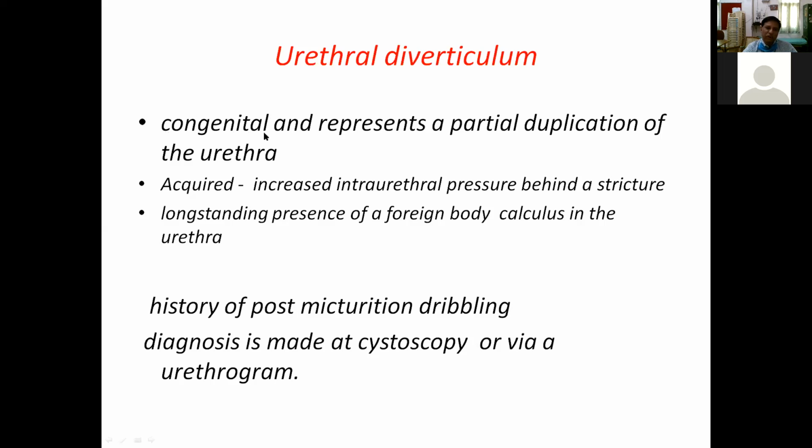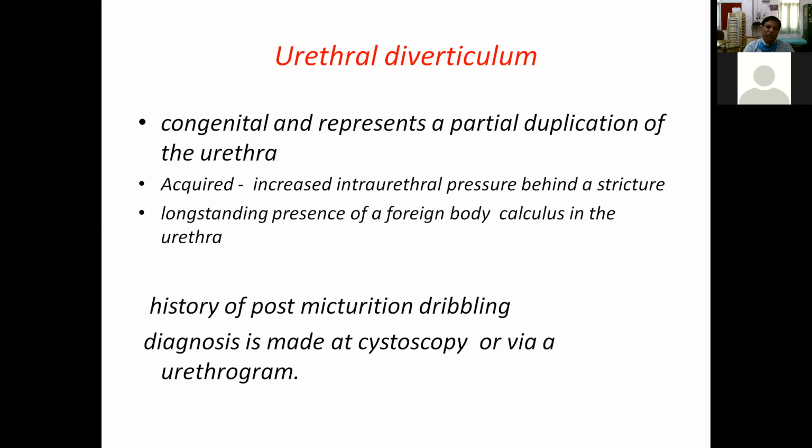Congenital urethral diverticulum is described and it represents a partial duplication of the urethra. Partial duplication. Two urethral tubes will develop. One will develop completely, another will develop at only one point, communicating with the main one, resulting in a diverticulum.